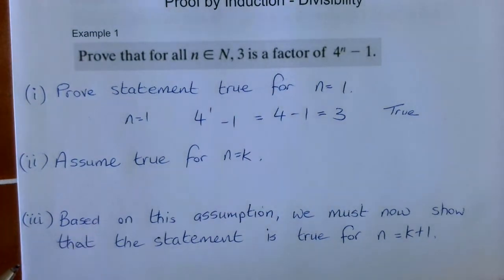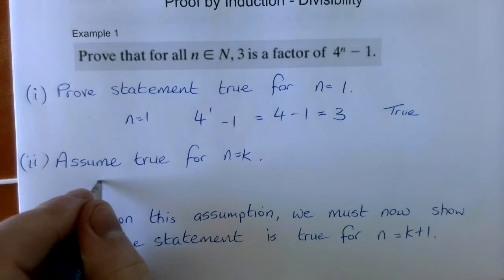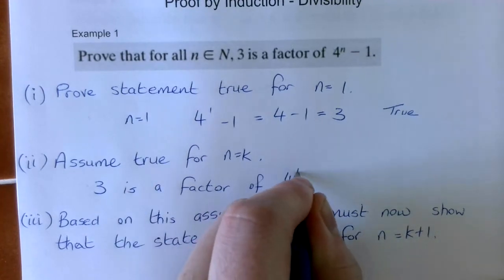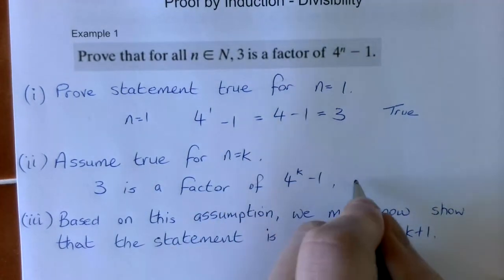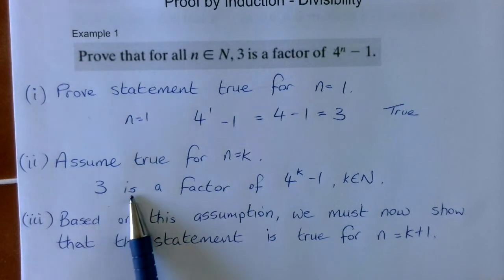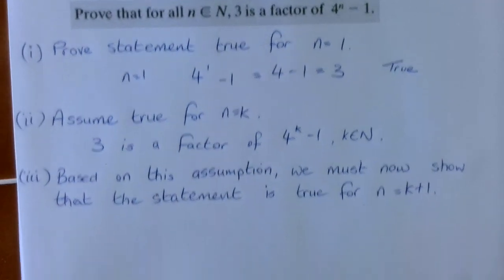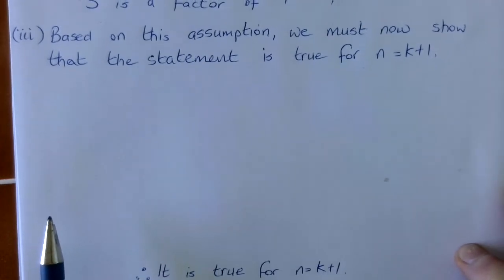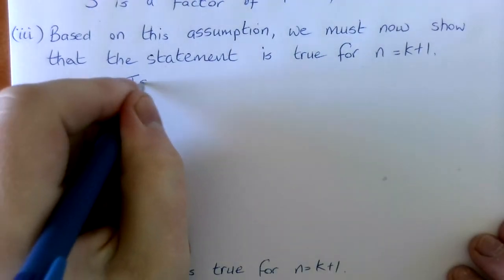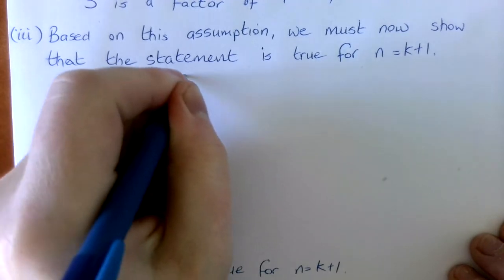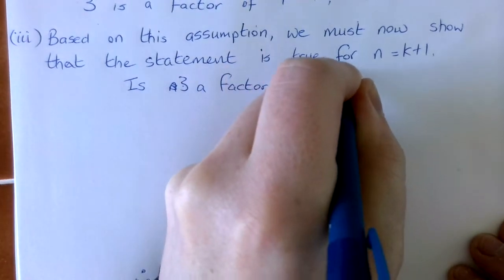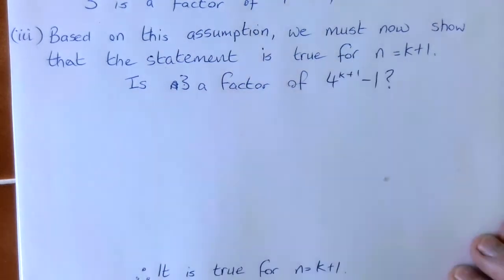Second one, we're going to assume true for n equal to k, so it's going to be 3 is a factor of 4 to the power of k minus 1, and then it's for k an element of N. So we're going to assume true that 3 is a factor of this bit here. And then it's going to be the third part. It says, based on this assumption, we must now show that the statement is true for n equal to k plus 1. So it's going to be, is 3 a factor of 4 to the power of k plus 1 minus 1, and that's what we're going to try to show.